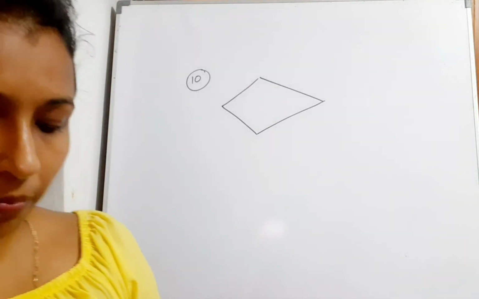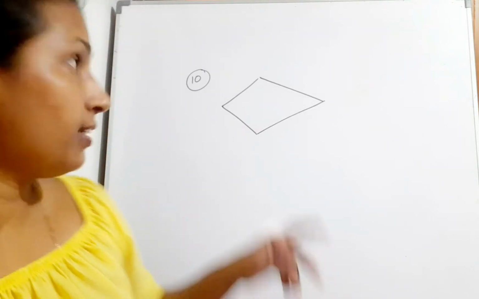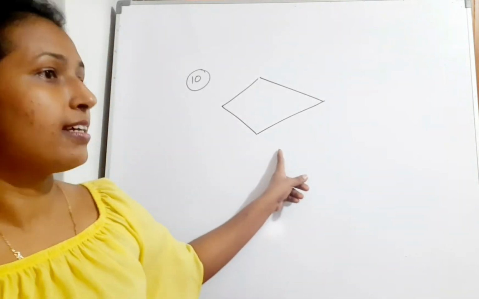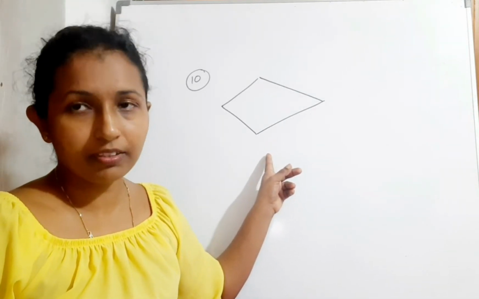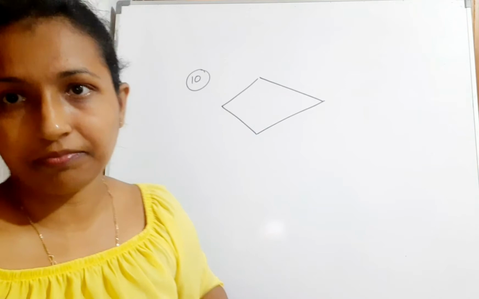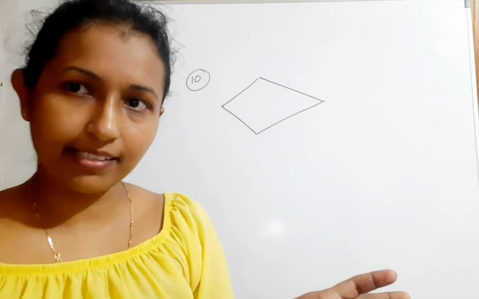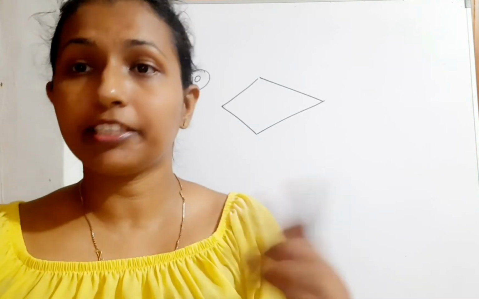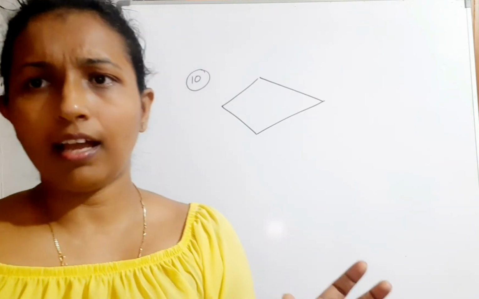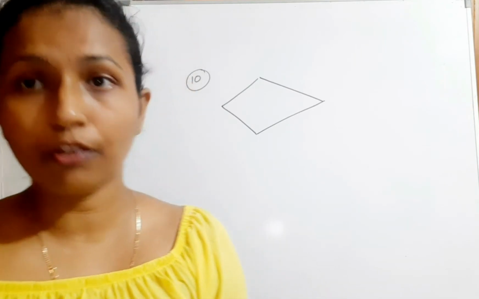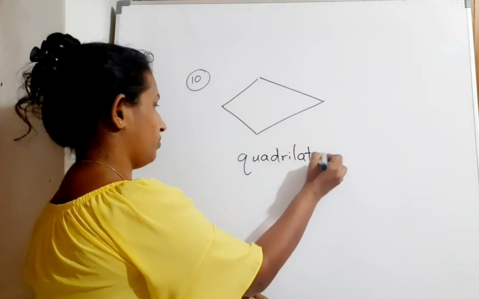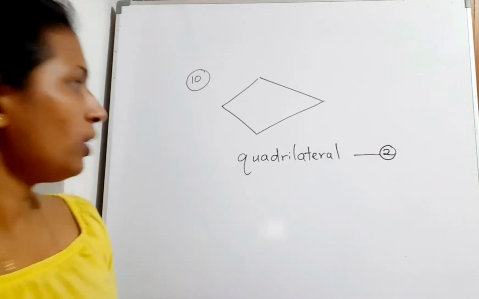10th question, write down the geometrical name for the given figure. Yes, how many sides are there, Putala? 4 sides are there. If the figure has 4 sides, what is the specific name we use for that type of figures? It is quadrilateral. Quadrilateral is the common name, but there are types of quadrilaterals. You know, square, rectangle, trapezium, rhombus, parallelogram, like that. They have specific features. But for all of those figures having 4 sides, we call them quadrilateral. Two marks for that question.